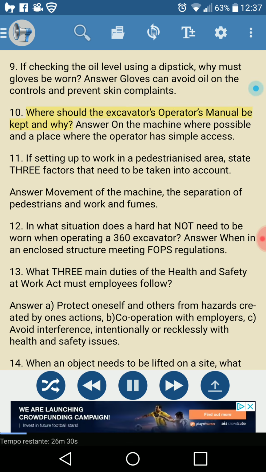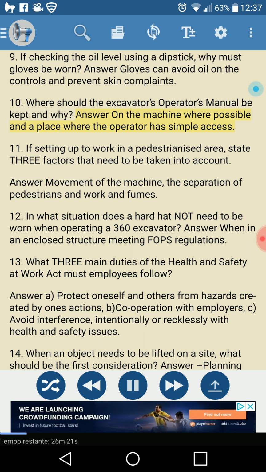10. Where should the excavator's operator's manual be kept and why? Answer: on the machine where possible and a place where the operator has simple access.